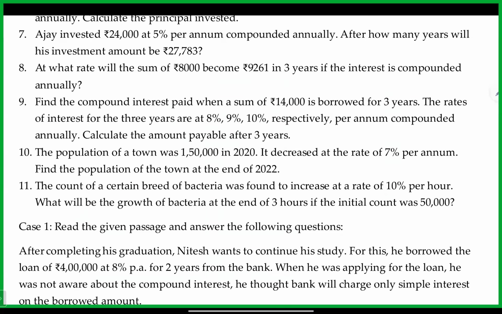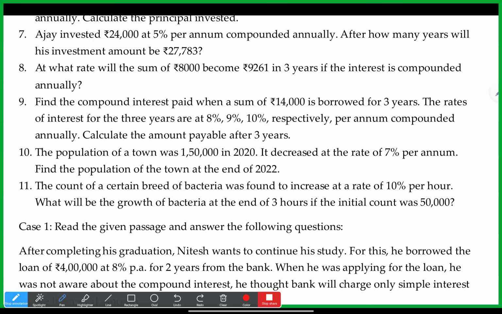Seventh one, Ishwa. Sixth one, I'll explain it tomorrow, Ishwa. Ajay invested 24,000 rupees at 4% per annum compounded annually. After how many years will his investment amount be rupees 27,783? His starting investment is how much, Ishwa? 24,000, no? Yes, sir.